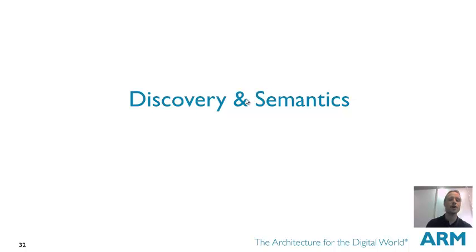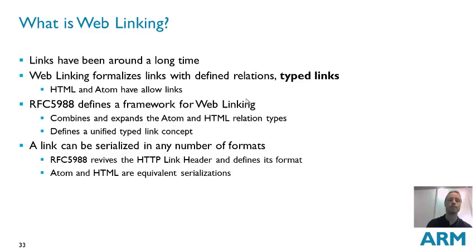Now, what about discovery and semantics? How does that work? Well, first, to understand discovery, we need to understand something called web linking, because this is what's used as a basis for this in IETF CoRE. So links have been around for a long time. Something called web linking really formalizes this, defines what we call relations or typed links.